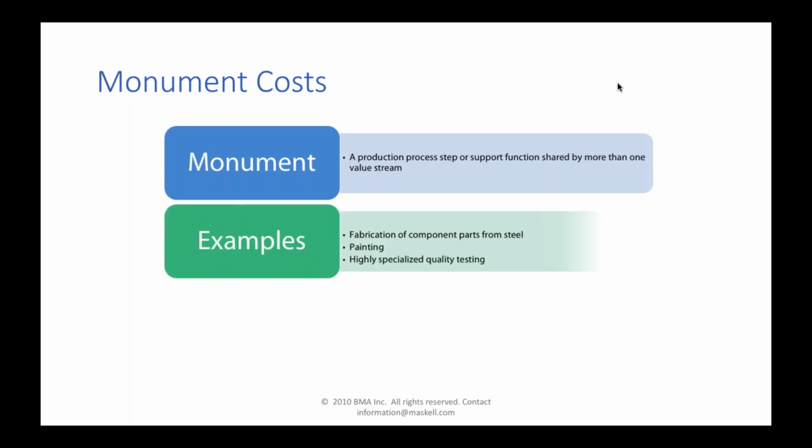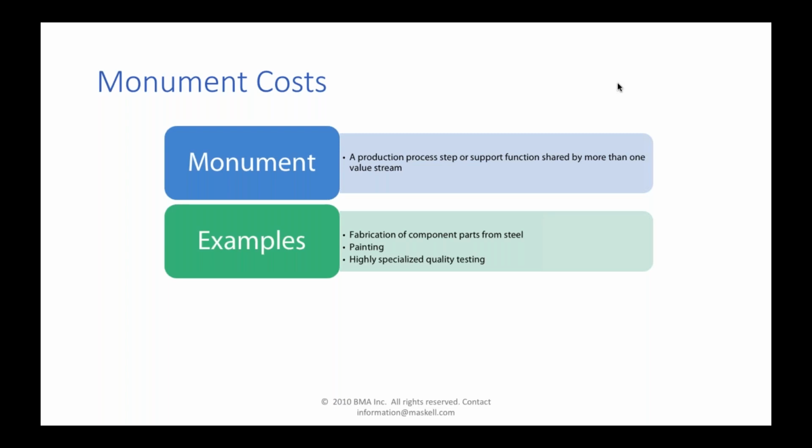Here are some simple examples. You might fabricate the component parts from steel. A company might get rolls of steel in, and the steel needs to be fabricated into different component parts, which then go into different value streams. That's a monument. If you have a painting area, typically companies that paint their parts have one area of painting, and all the products go through there.